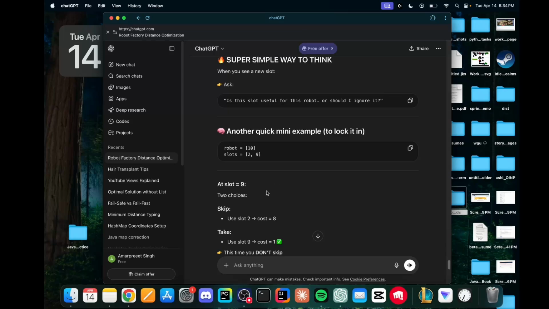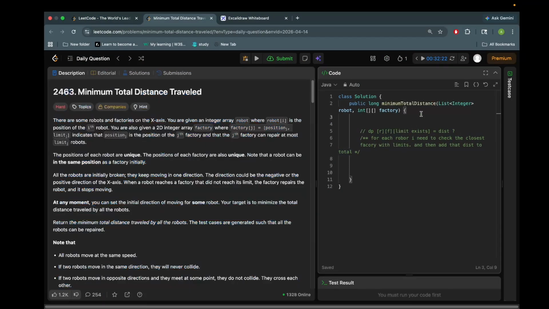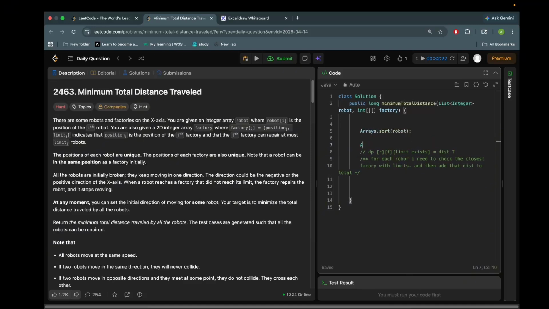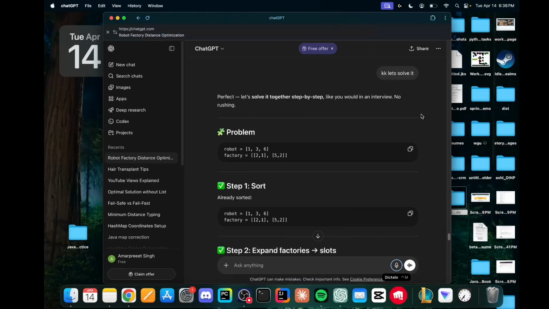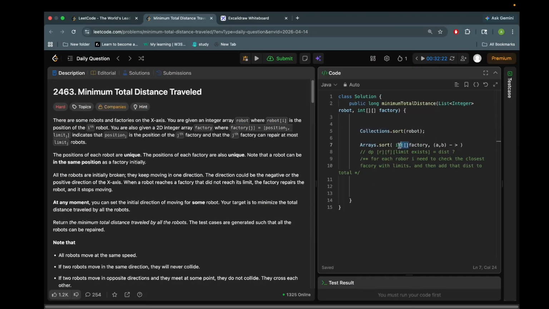At slot 9, there are two choices: whether you use the slot. So let's first sort the arrays. First do Arrays.sort on robot, and then I will do Arrays.sort on the factory array with a comparator a, b: a[0] minus b[0]. So to sort, we do Collections.sort(robot) and Arrays.sort(factory, (a, b) -> a[0] - b[0]).